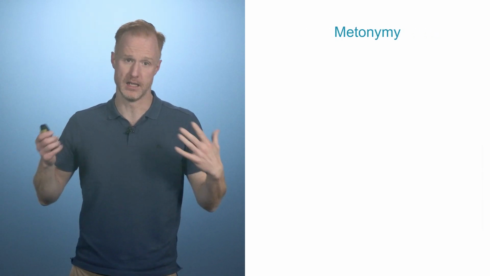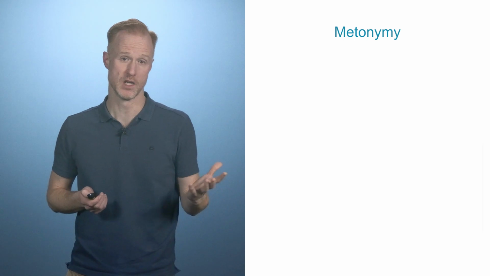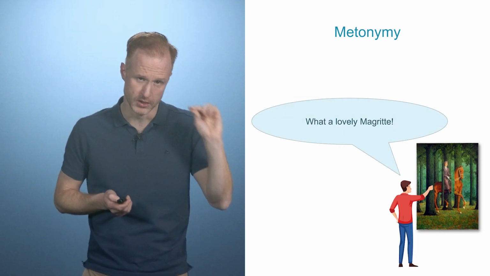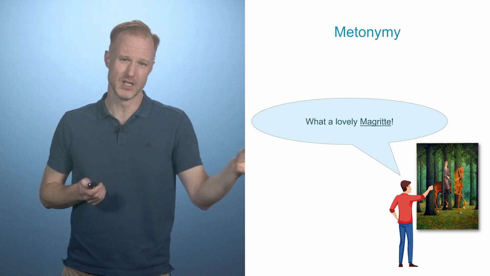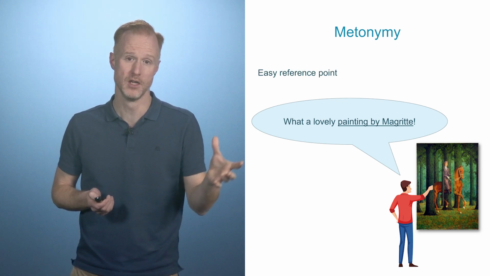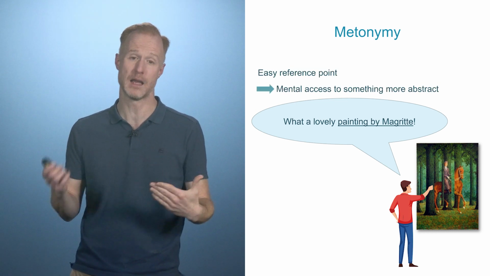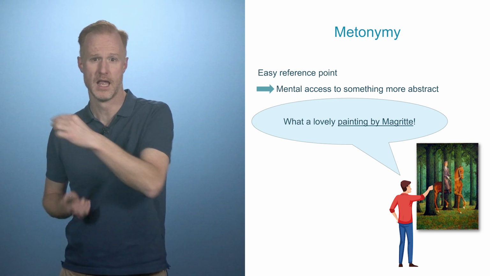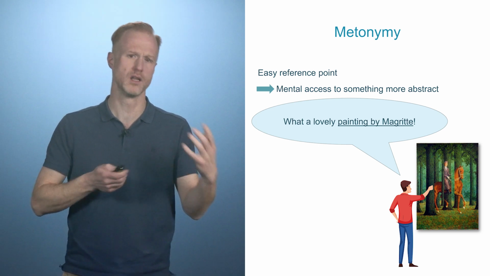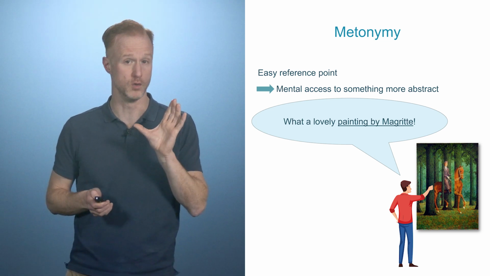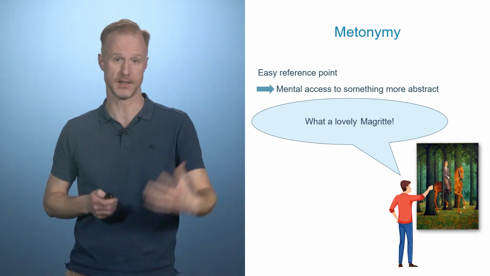Metonymy is a linguistic means that we use very often in daily language use. You could say, what a lovely Magritte. And you use the word Magritte to actually mean a painting by Magritte. So what you do is you take an easy reference point to get mental access to something more difficult, more abstract. You use the name of the painter to refer to a painting by the painter. That would take you too much time to say, oh, what a lovely painting painted by Magritte. That would take too much time. So you take a shortcut, you use metonymy, and you say, what a lovely Magritte.